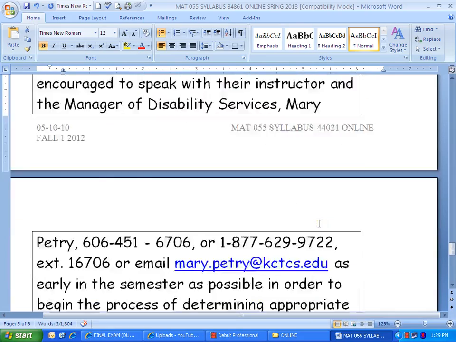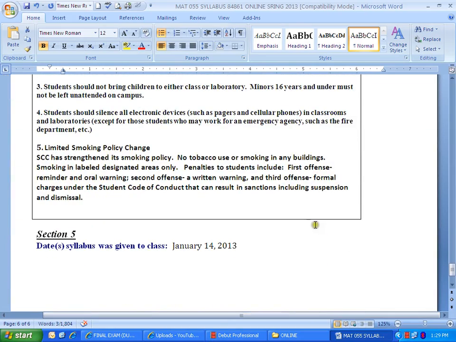Any disabilities, concerns, here's the information for the person you need to contact. If you have any questions, just let me know.